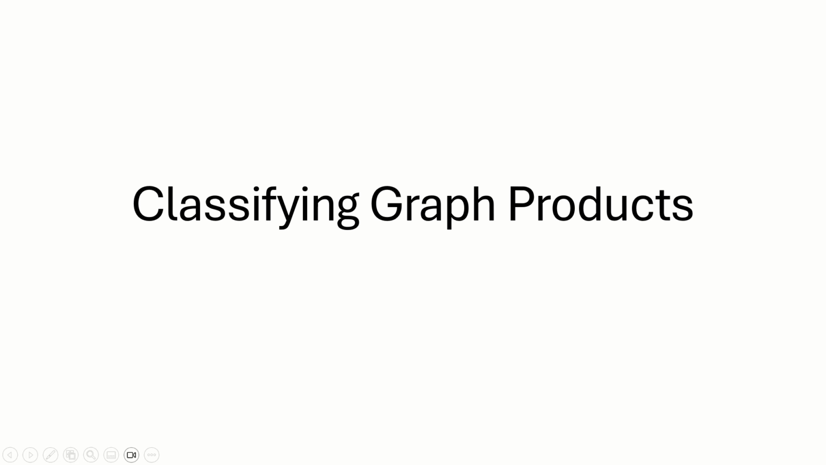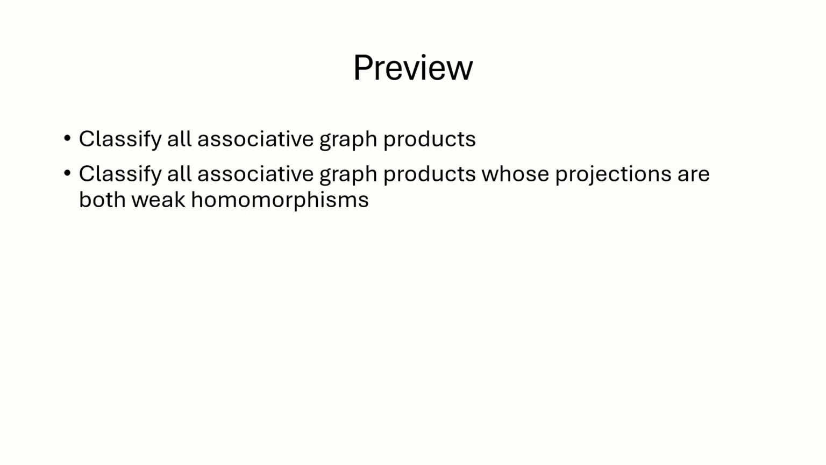Today we're going to find all of the associative graph products. We're going to do this by first finding all associative products where both projections onto factor graphs are weak homomorphisms. Then we're going to find all associative products where one projection is a weak homomorphism. And then we're going to find all associative products where neither projection is a weak homomorphism. At that point, we would have found all of the associative graph products.